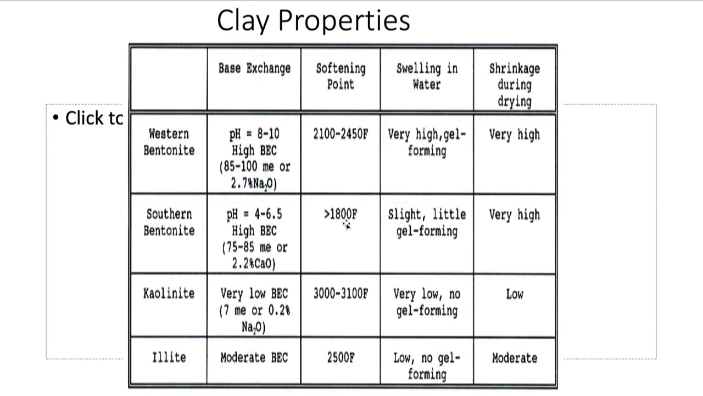Now remember, the softening point for kaolinite is a very, very high temperature. Look at that, 3,000 degrees. So that's why it takes such high temperatures to make pottery and that kind of stuff. Okay, but it's not as good for green sand. So, very high gel forming.